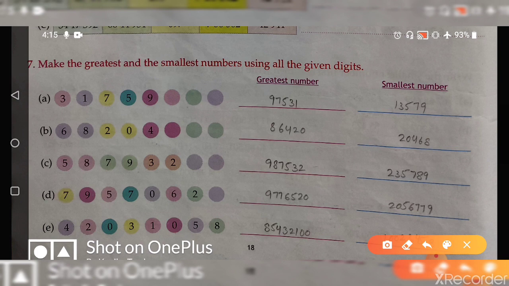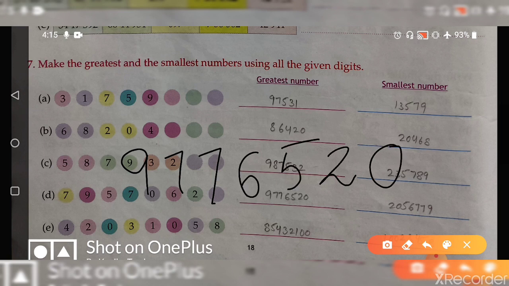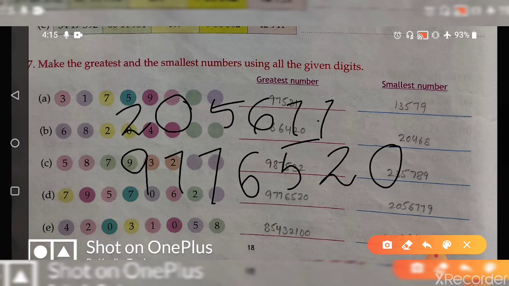Let's take one more example, which is D. 7957062. Now there are two same digits. So what we are going to do, we'll write these same digits together. So we'll write the greatest number first. First will be 9 7 7 6 5 2 and 0. And when we are writing the smaller number, what we are going to do, we'll put the 0 on the second place and write the smallest number before 0. So 2 0 5 6 7 7 9.